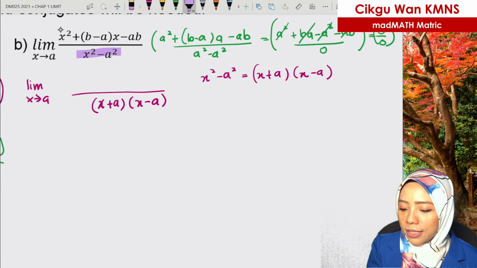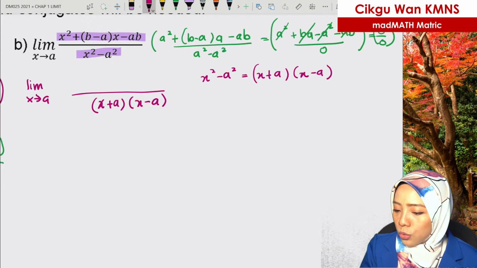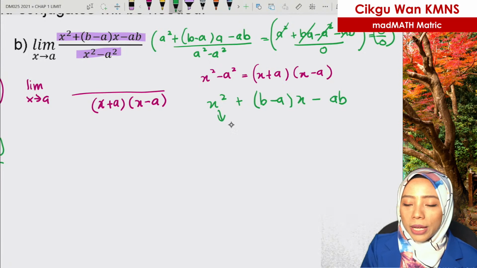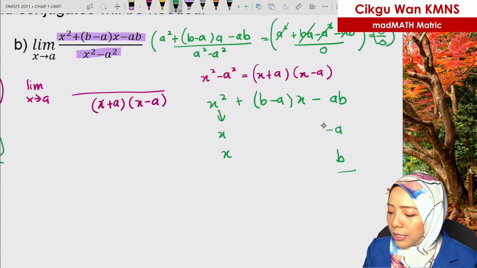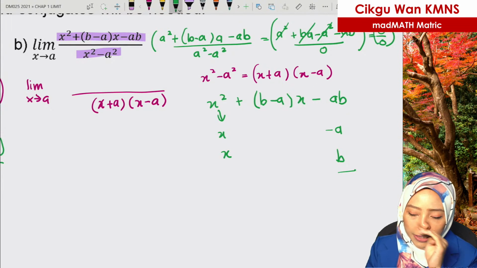Okay, the front part, how do we do the top? Remember x square plus b minus a x minus ab. What makes x square? x times x. What makes ab? So a and b, but one of them must be negative. I don't know which one, maybe a, maybe b. But the hint is here: one of the factors must be x minus a. So I know it there. Then we get negative a times, that only we will get negative a.